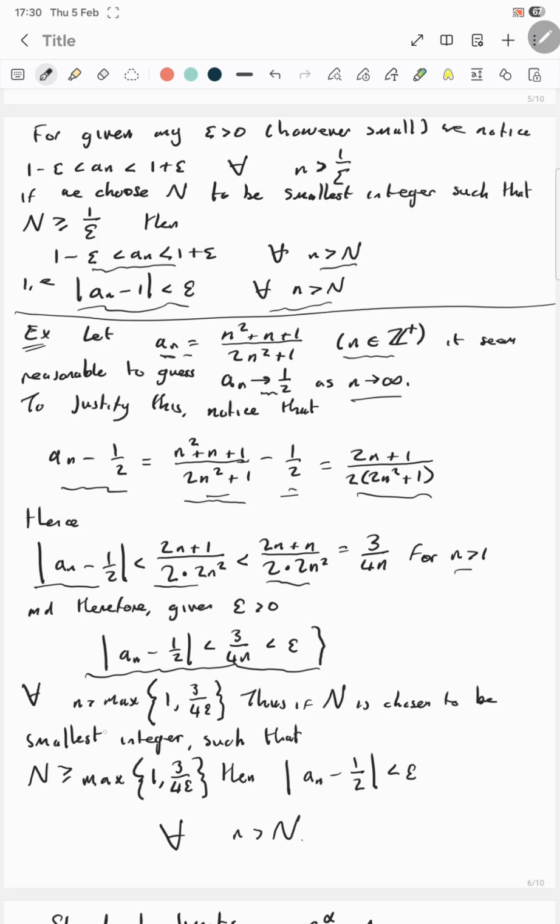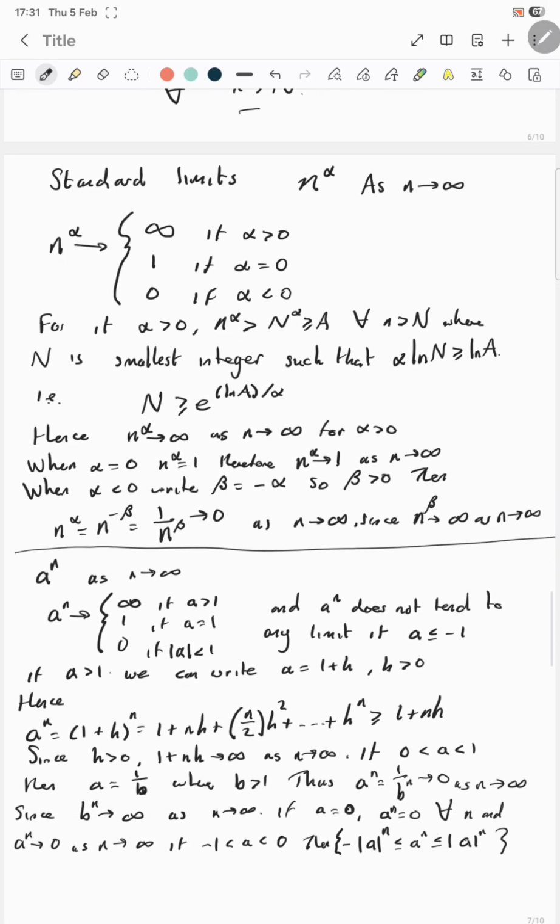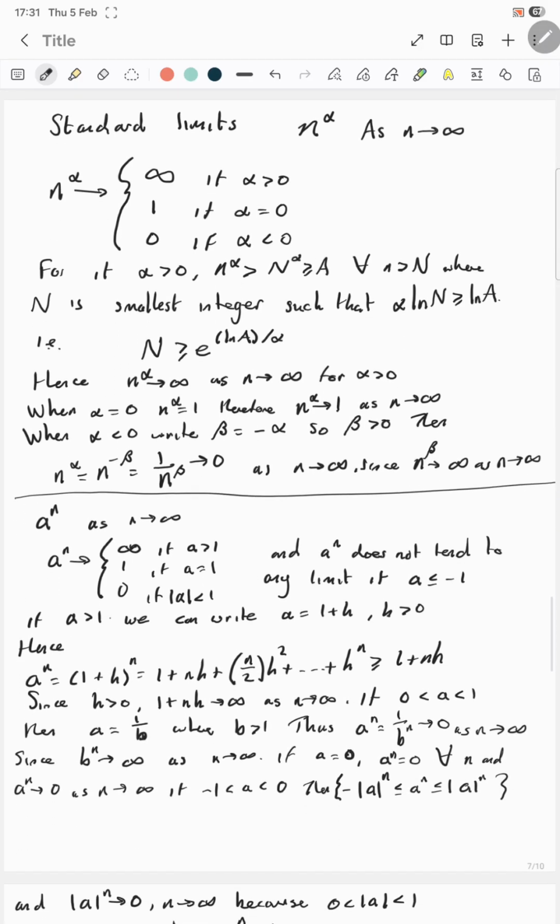Now let N be the maximum of 1 and 3 over 4 epsilon. Thus, if N is chosen to be the smallest integer such that N is greater than or equal to max of 1 and 3 over 4 epsilon, then the absolute value of a of n minus 1/2 is less than epsilon for all n greater than or equal to N. Now our standard limits are n to the alpha.